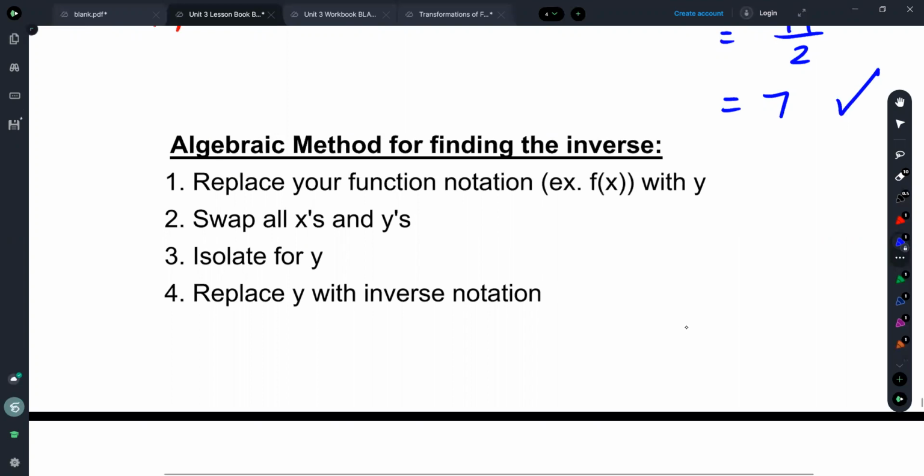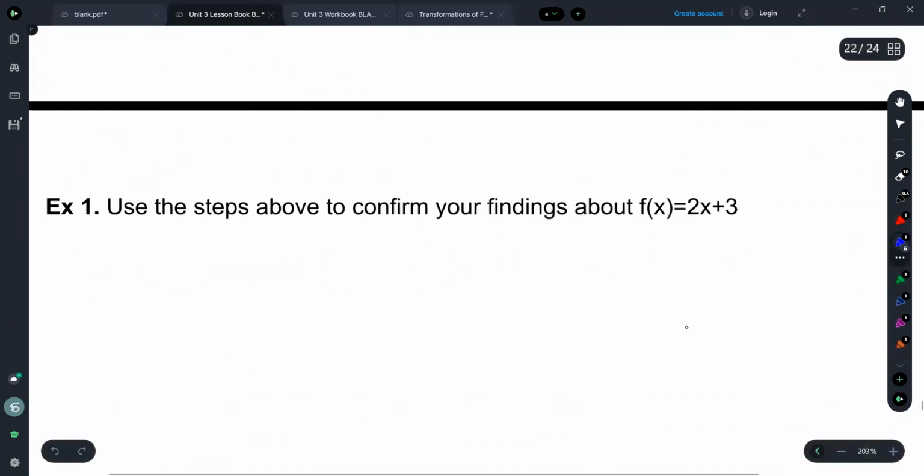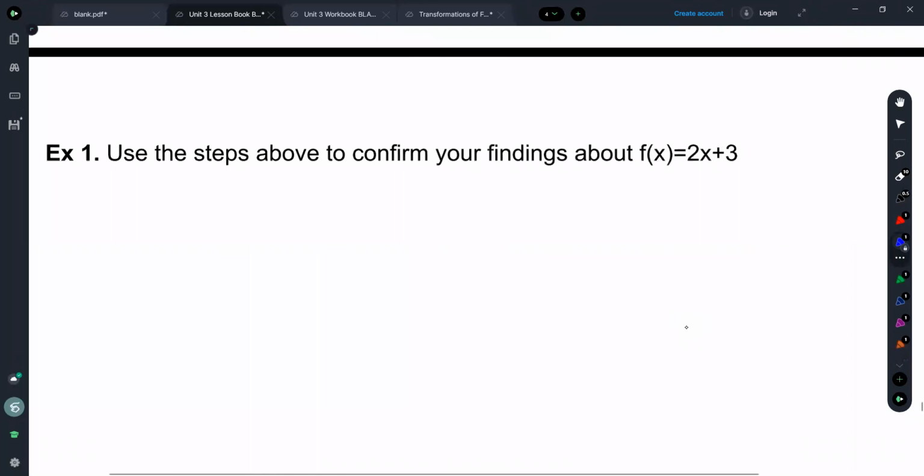So we're going to replace any function notation that we see with y instead of f at x or g at x or whatever. We will swap all of the x's and y's, and then we'll get y by itself again. So re-isolate for y, and then we'll use our inverse notation again. So replace the function notation with inverse notation. Okay, so what does this look like in an actual question? Let's see how we would have done it with our function above.